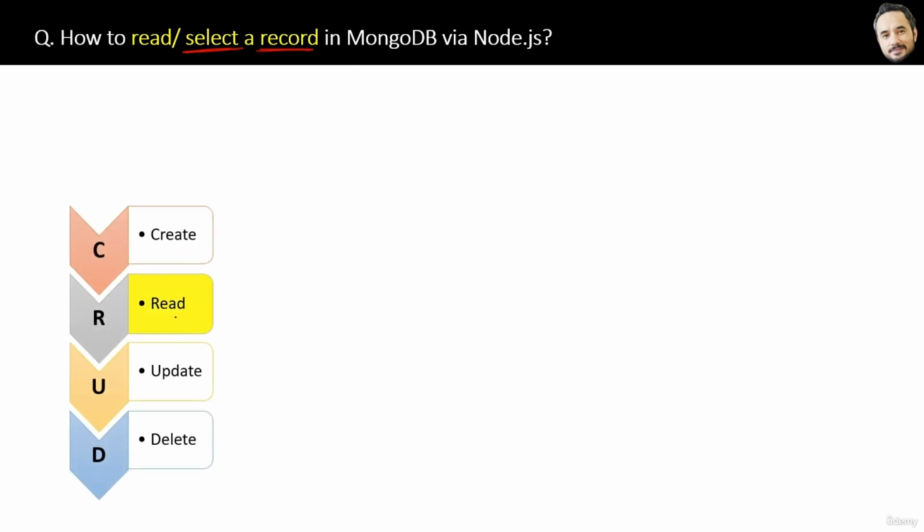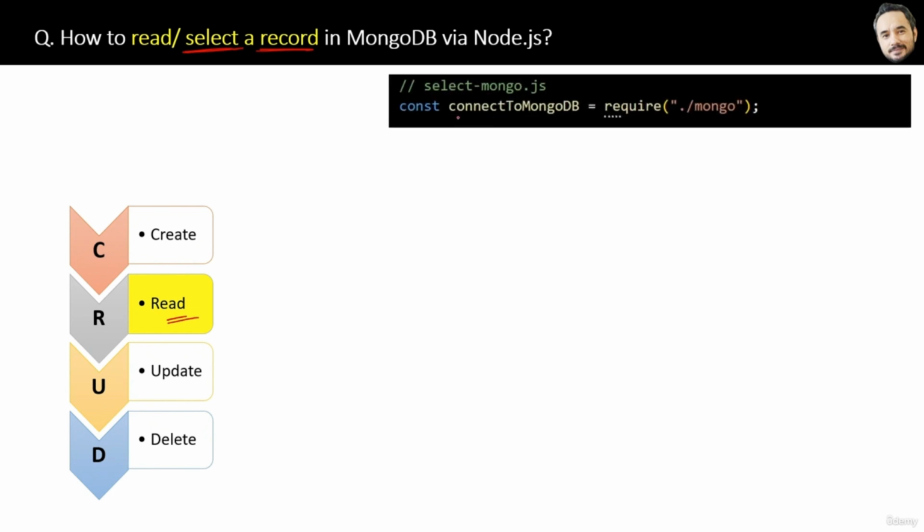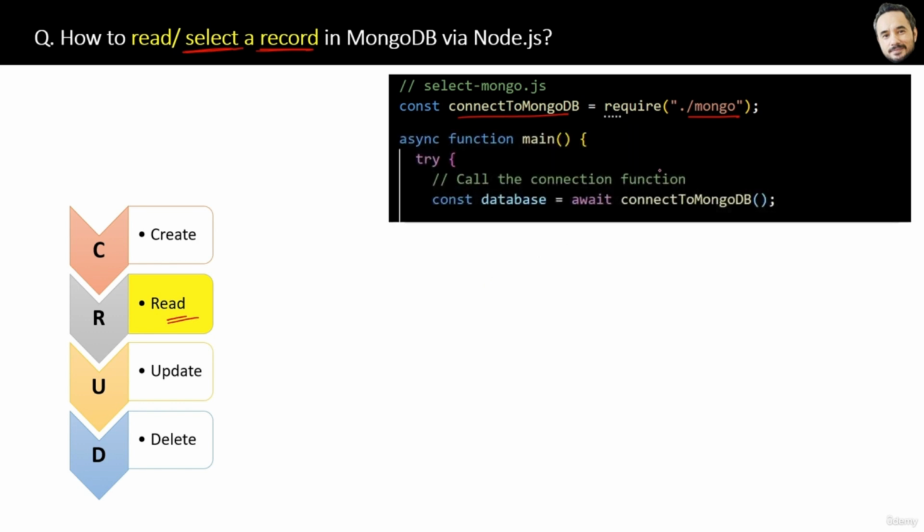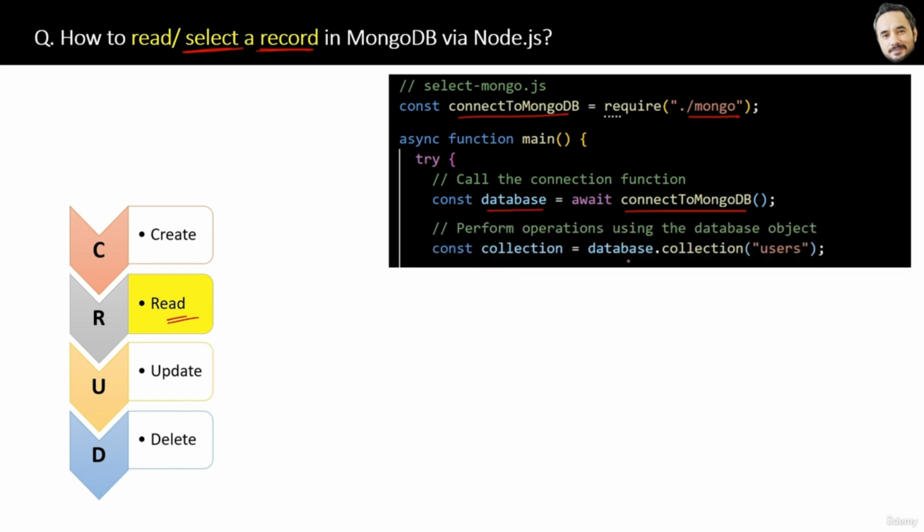For reading the documents, 90% of the steps are the same as those for inserting. First, get the connect to MongoDB connection function from the mongo.js file. Then call this method and assign the returned database object to this database variable. Then use this database object to get the user collection from the database. So until now everything is the same as inserting the record, right?